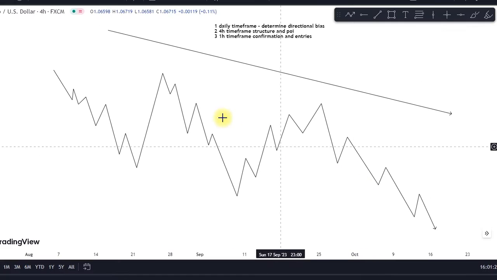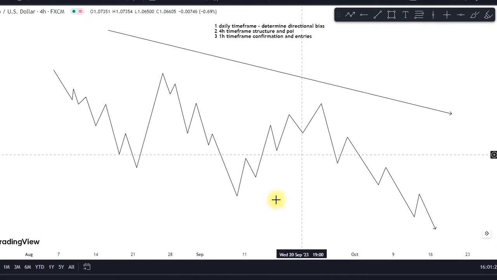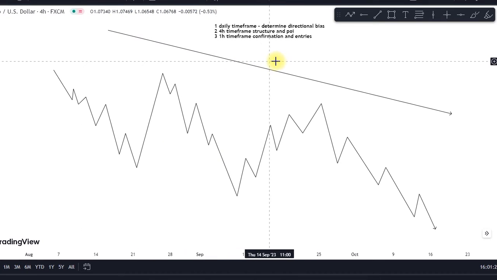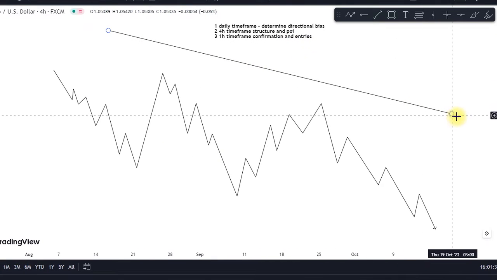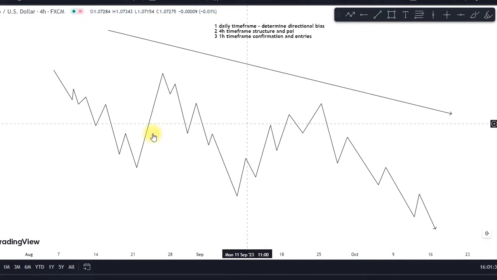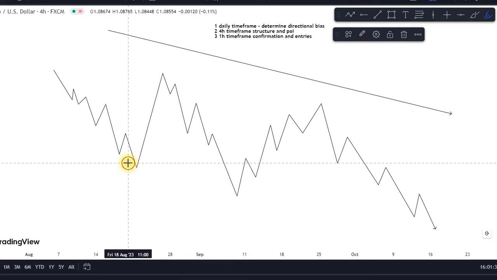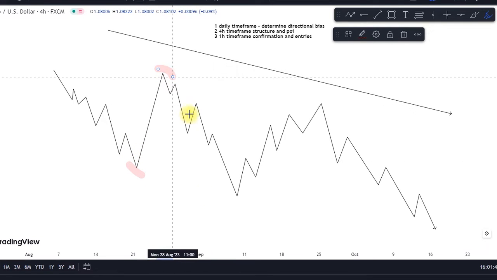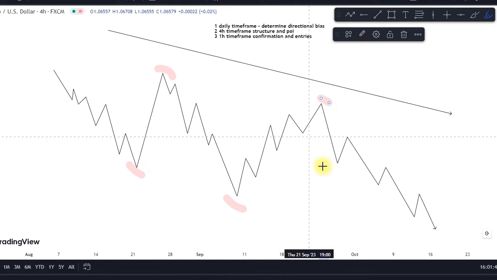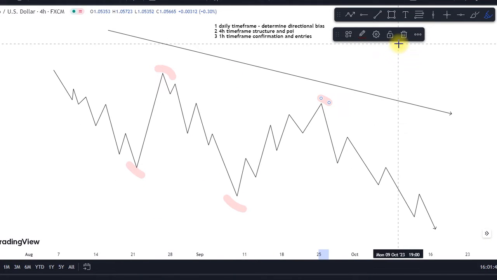Okay, so I've already drawn a structure here, so you're going to take this structure to be the daily time frame, and as you can see, the trend is a downward trend. So on the daily time frame, we have determined that this is a downtrend, and we know that for sure because we have what? A lower low, a lower high, a lower low, a lower high. So this validates this to be a downward trend.